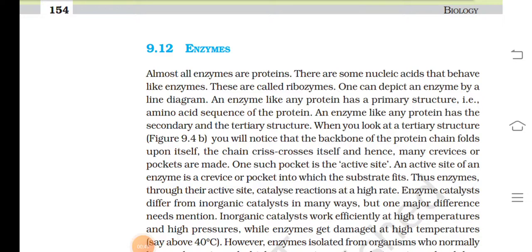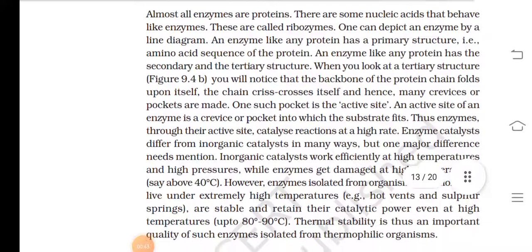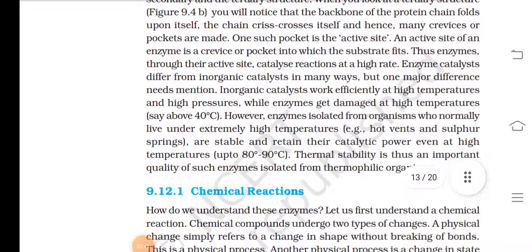An active site of an enzyme is a crevice or pocket into which the substrate fits. Thus, enzymes, through their active site, catalyze reactions at a higher rate.